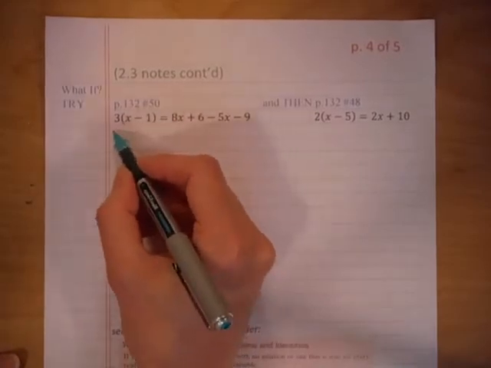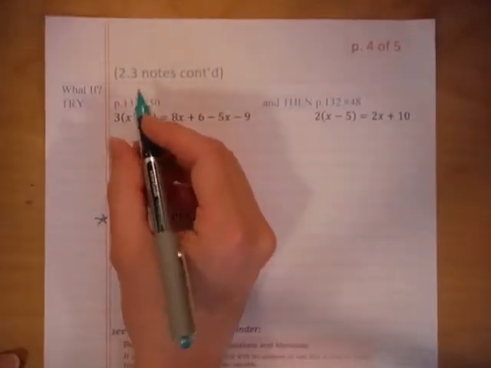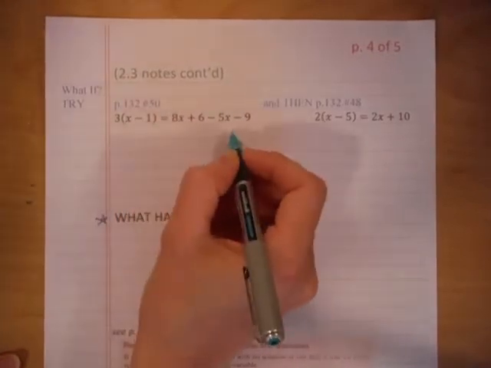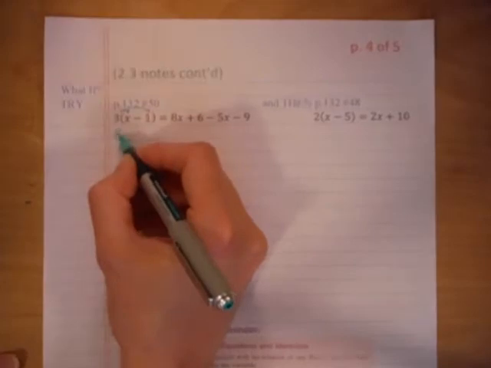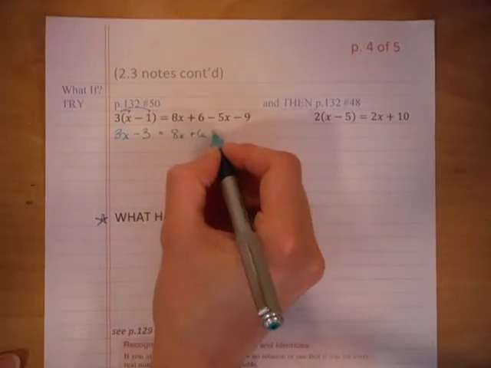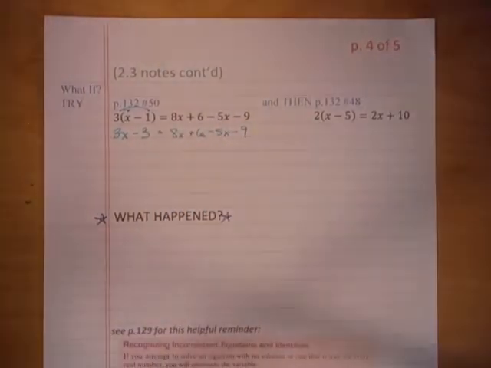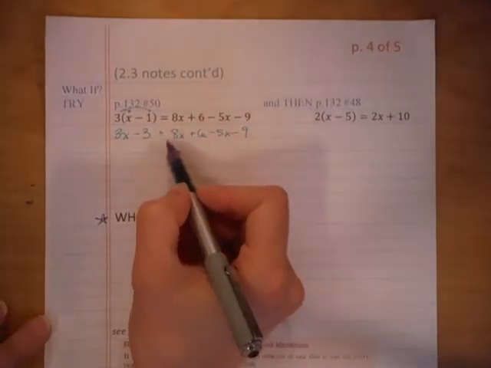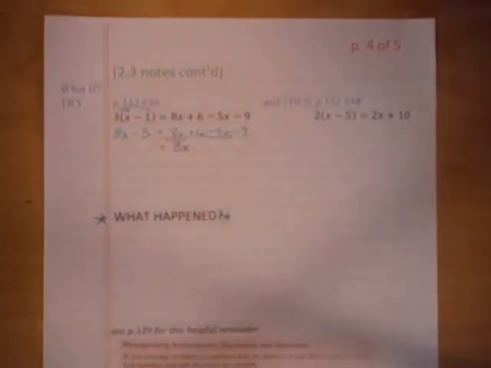Okay, so on number 50, I'm seeing parentheses, so I'm going to go ahead and distribute to get rid of those parentheses. So I get 3x minus 3 times 1, or just minus 3, equals the 8x plus 6 minus 5x minus 9. Then I look to combine like terms, and on the right side I have both x's that I combine. 8x minus 5x is 3x, and then I also have constants, just plain old numbers that I can combine, 6 and minus 9, which gives us a minus 3. And I still have my 3x minus 3 on the left side, because I was just combining like terms on either side.